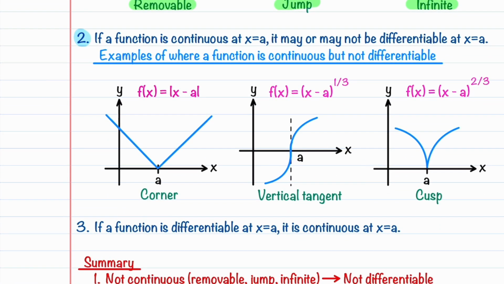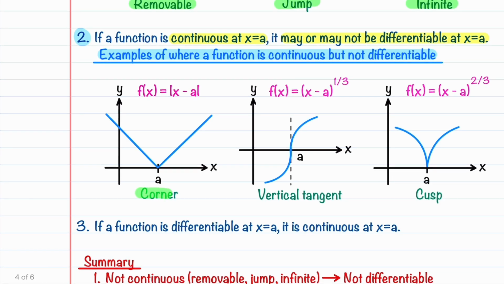Here's our second fact. If a function is continuous at x is equal to a, it may or may not be differentiable at x is equal to a. So this basically tells us that continuity does not imply differentiability. Let's look at some examples of where a function is continuous but not differentiable. One of these cases is called a corner, and at this point, our function is not differentiable. This function is f of x is the absolute value of x minus a.